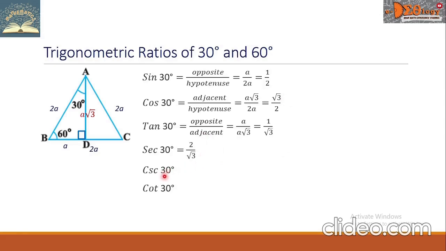Next is cosecant 30 degrees. Cosecant is the reciprocal of sine. The sine 30 degrees is 1/2. Therefore, the cosecant 30 degrees is 2. Now let's have cotangent 30 degrees. Cotangent is the reciprocal of tangent. Tangent 30 degrees is 1 over square root of 3. Therefore, the cotangent 30 degrees is square root of 3.